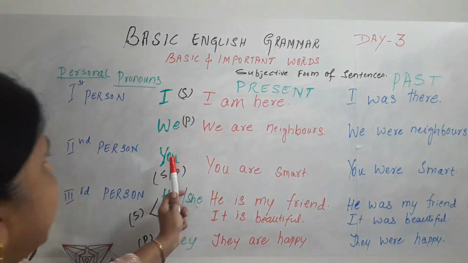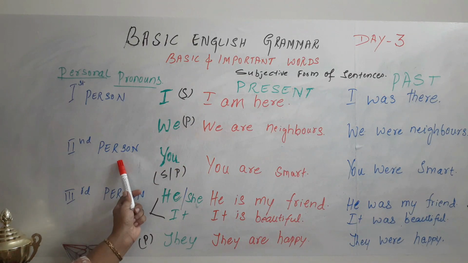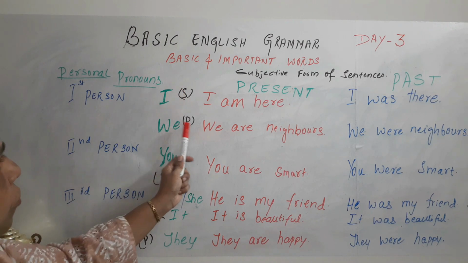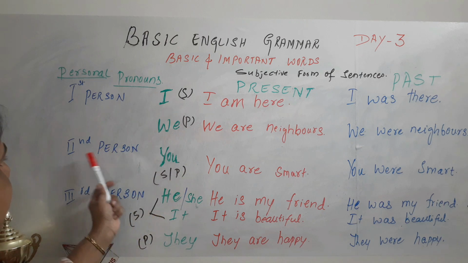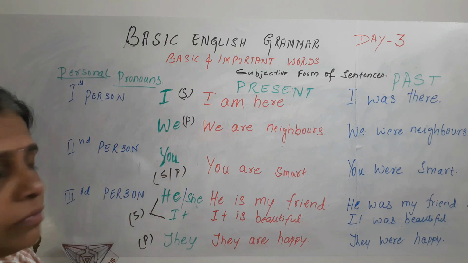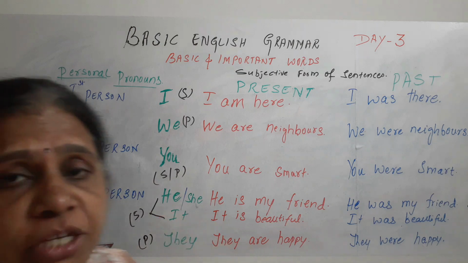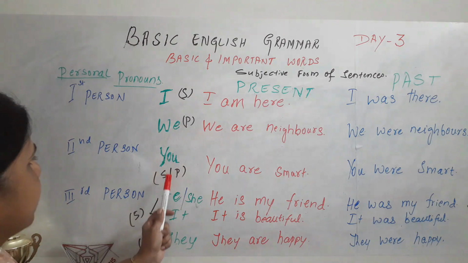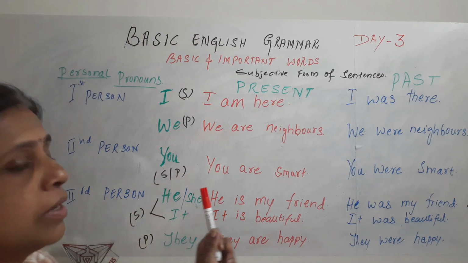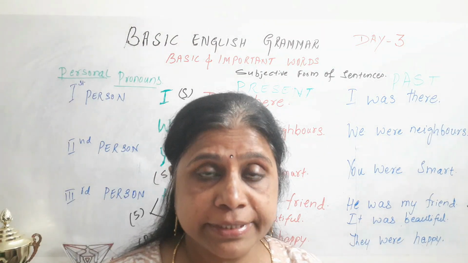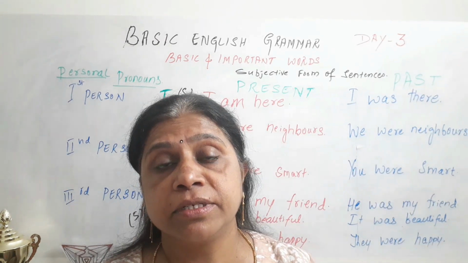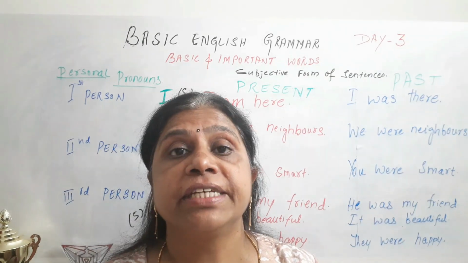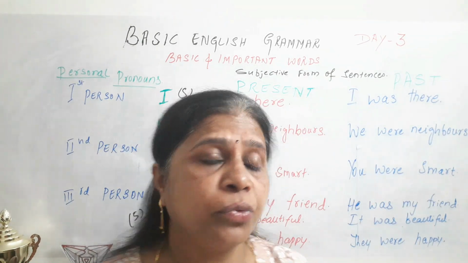All right. Next, coming to the second person. I and we, first person, I for singular, we for plural. And for second person we use you. Here one exception is that we use you for both singular and plural. Either it may be one person or more than one person, we use the same you.